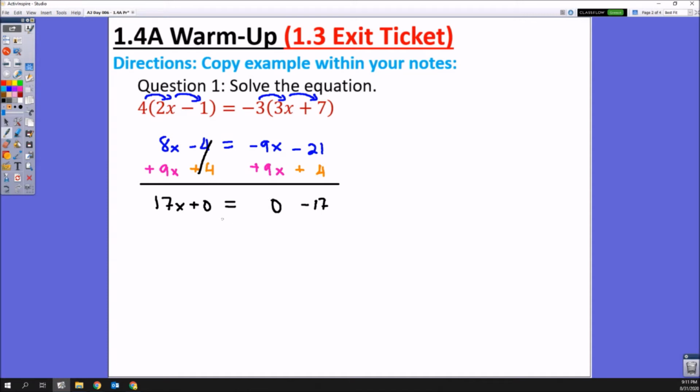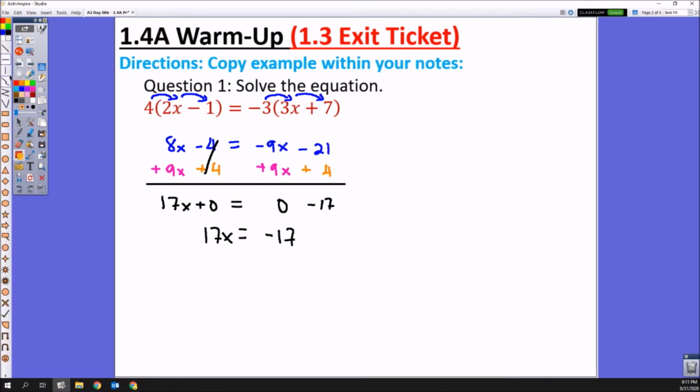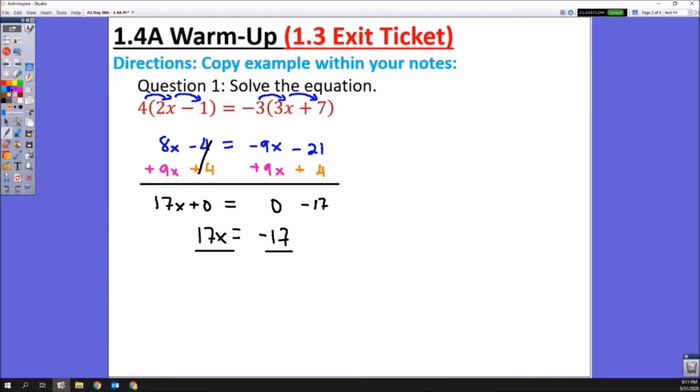And like I said, you're not required, and here's why. 17x plus 0 is just simply 17x. 0 minus 17 will be negative 17. So it's ultimately the same as before. So when I'm solving, I just need to get x by itself. So I'm going to divide by the number that's in front of the variable, which is x. So I'm going to divide by 17. So I'm going to be left with x equal negative 17 divided by 17, which is negative 1. And that will be my final answer.